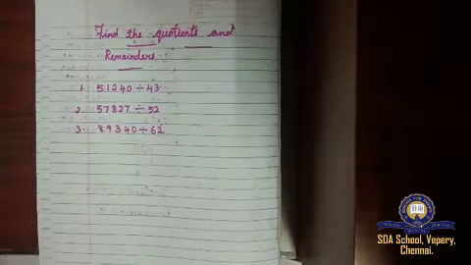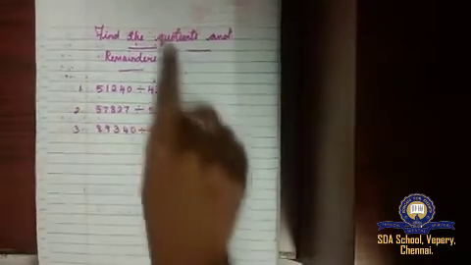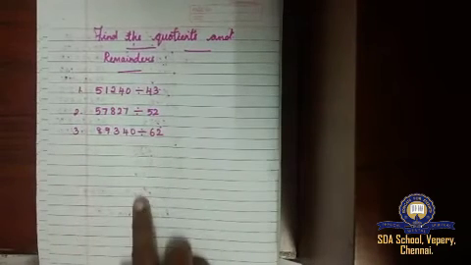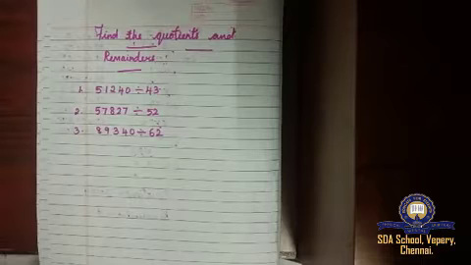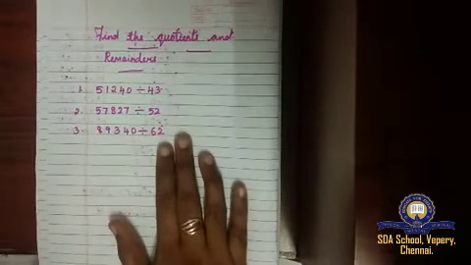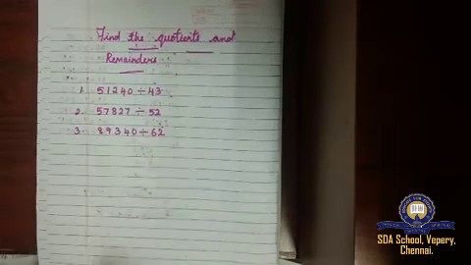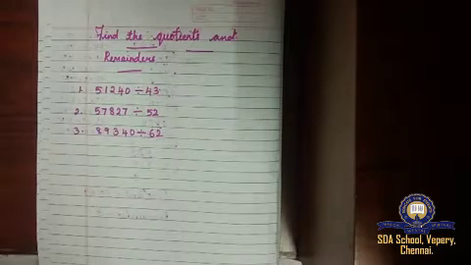Now it's time to give the home assignment. Here I have given the homework. Find the quotients and remainders. 51,240 divided by 43. 57,827 divided by 52. 89,340 divided by 62.